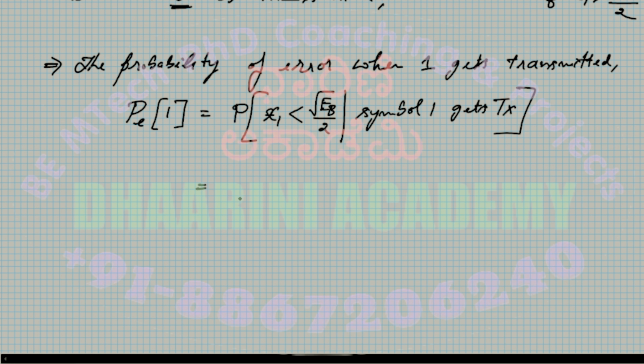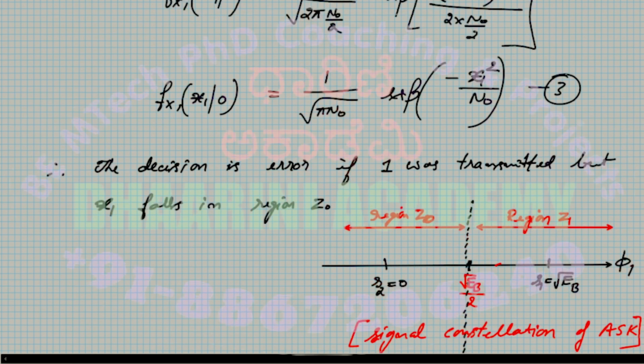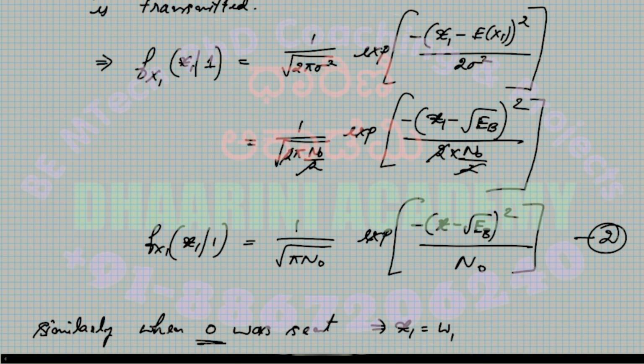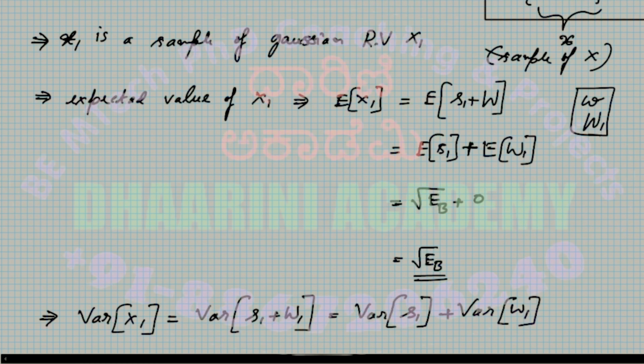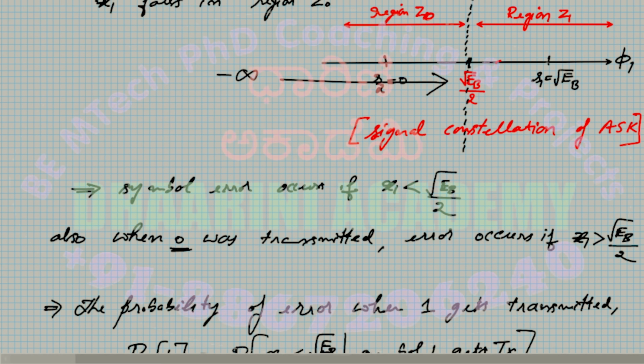This is nothing but, I'll write an equation. You see, I'll go back to the previous one. So you see, all the way from minus infinity till root Eb by 2 you can come, right? That means what is the region of x1? x1 can be anywhere from minus infinity till root Eb by 2, correct?